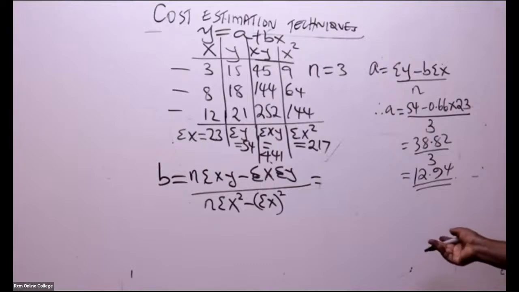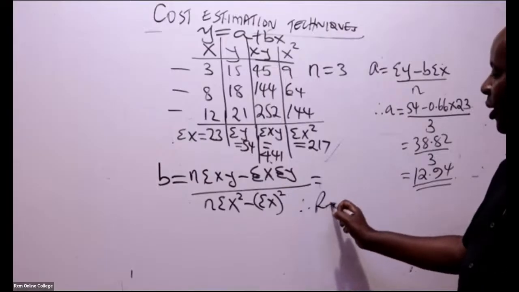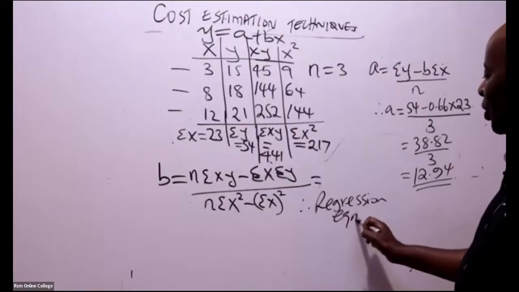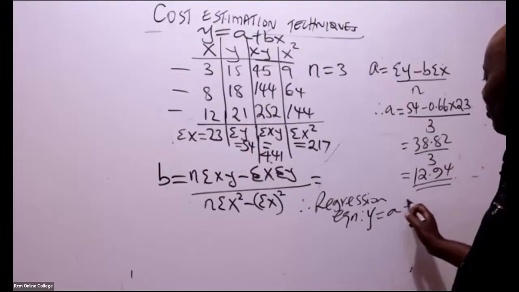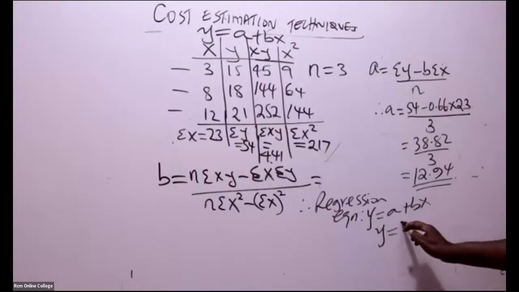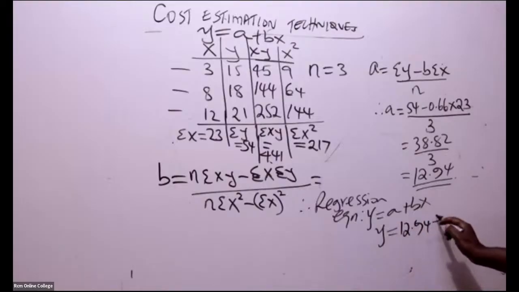Or thereabout. You can as well get 12.8. Rounding off errors are allowed. And therefore, the regression equation is y equals a plus bx. So it is y equals a, which is 12.94, plus b.